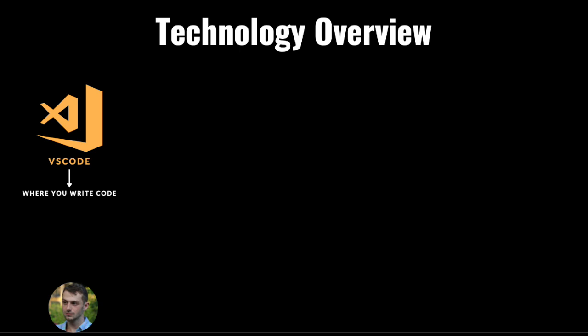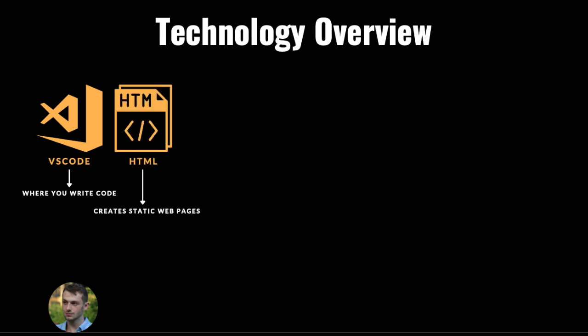First up, we have VSCode, or Visual Studio Code is the full name, and this is where you're actually going to be writing your code. It's what's known as an IDE. Building up from that, we're going to dive into HTML, which are the basic building blocks of the internet, and they're used to create static web pages.